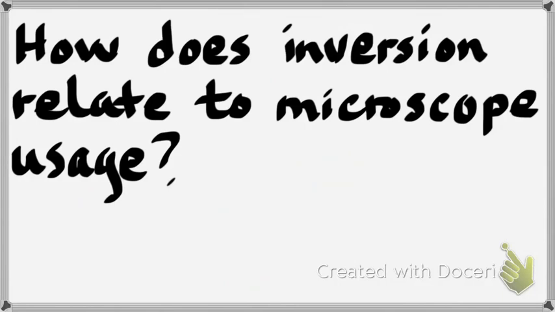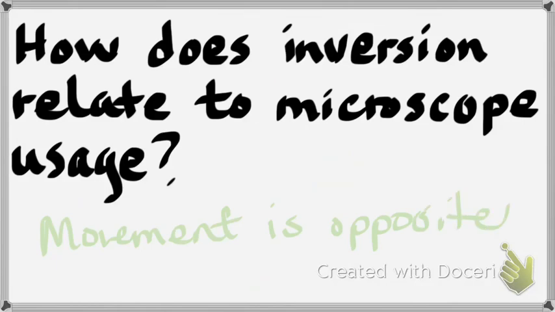That's good. Okay, how about when you start moving your slide? If I move my slide to the left, does the image go to the left? No. Which way does it go? To the right. So all movement under the microscope is opposite. So I'll write that down for you. Movement under the scope is opposite, and that's because of the inversion. Up goes down, left goes right. Is everybody okay on that? Super.